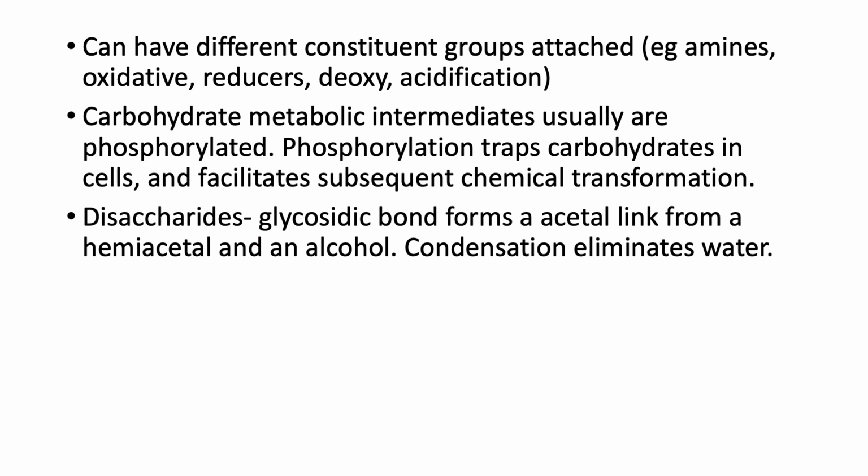So we talk about different constituent groups attached. They can be amines, they can be oxidative forms, reducing forms, deoxy forms, forms that are involved in acidification. The metabolic intermediates are phosphorylated generally. This is an energy intermediate. The phosphorylation will trap the carbohydrate in cells and facilitate subsequent chemical transformation. You can also have disaccharides, which are two of these linked together. There's a glycosidic bond, which forms an acetal link from a hemiacetal and an alcohol, and this condensation eliminates water from the reaction.